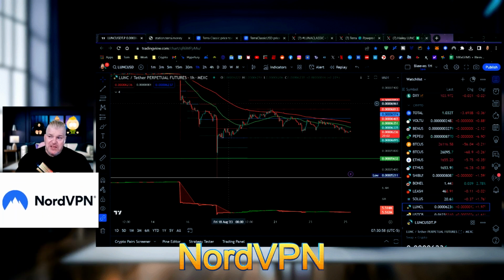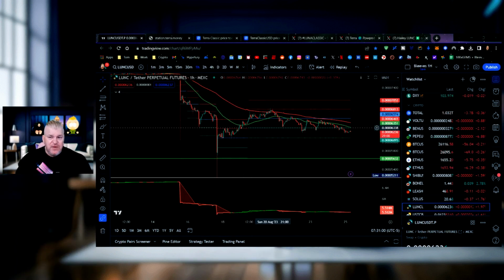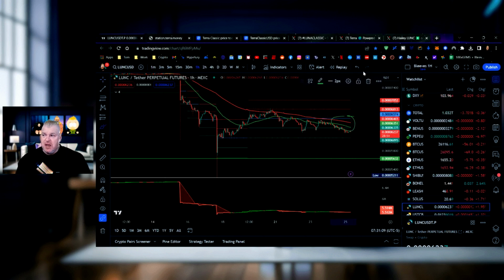Now, we have a slow line and a fast line. The green line is going to be the fast one. The red line is going to be the slow one. When it starts to move upwards above this, that's a bullish indicator. So when we see a crossover here, then we'll know that we're in a bullish trend.